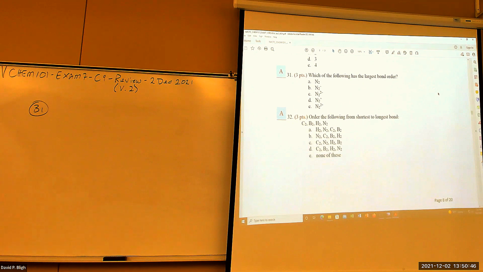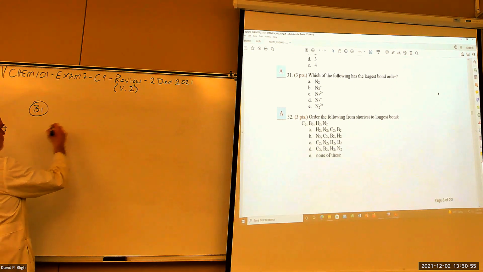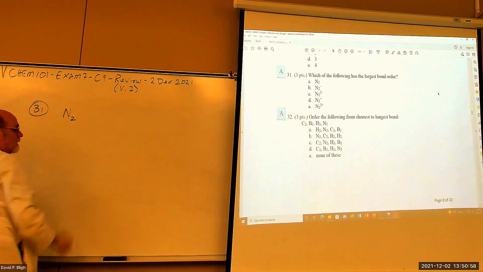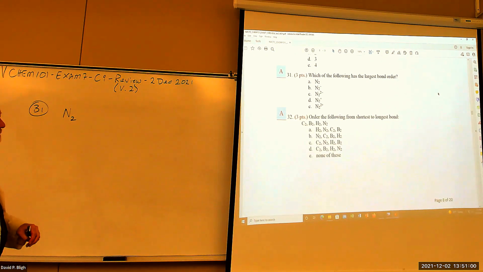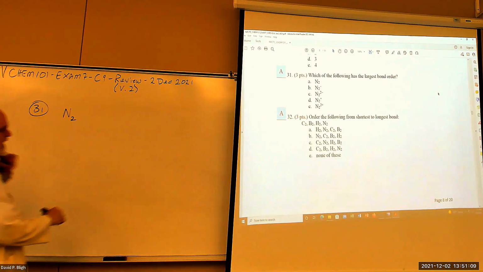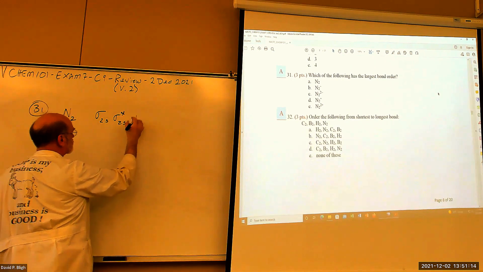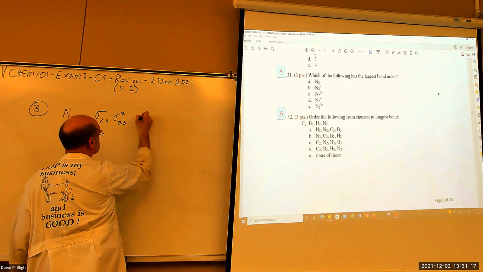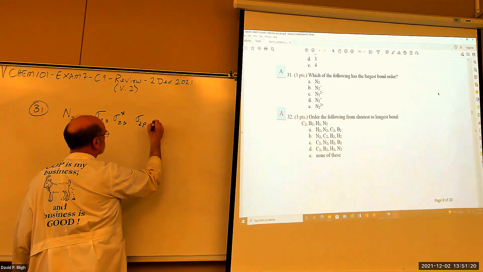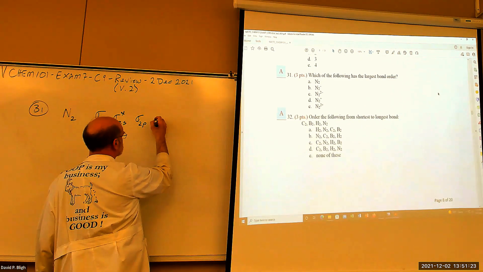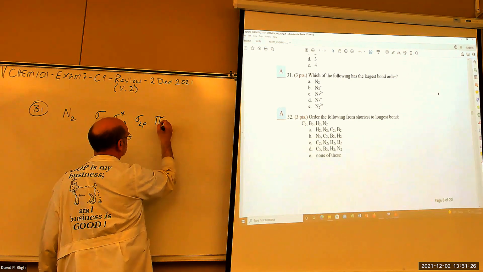Which one of the following has the largest bond order? These are all dinitrogens with various things being done to them. The best way to work this one is start with your neutral group and write its configuration. Nitrogen is going to have sp mixing. So we're going to have 2s star, 2s, we'll have sigma p, pi, mixing.